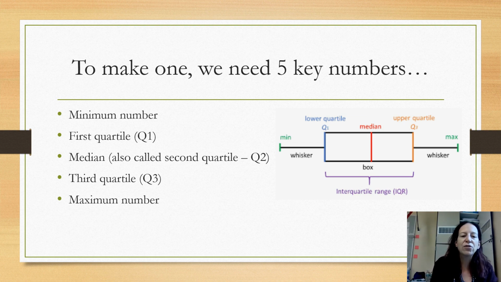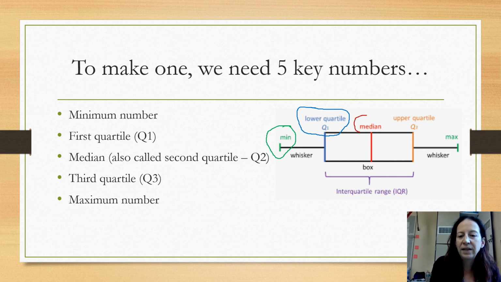So to do this, you need the minimum number. You'll notice this is actually a really useful diagram right here. The minimum number is down here. They have it labeled on the left-hand side, and then they have the whisker labeled. Then something called the first quartile, or Q1. This particular diagram calls it the lower quartile, and notice where it's labeled on that diagram. Then we have the median, which I'm assuming that you've studied somewhere.